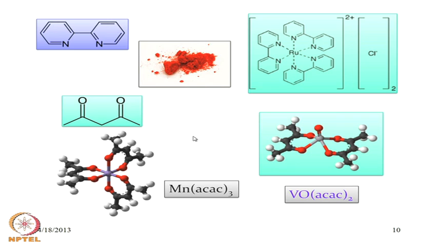So, we will see more examples of this type in the classification of these ligands, and the more and more complex ligand systems we can have. Ultimately, we reach the biological system, where biological ligands are much more complex in binding to the metal center.